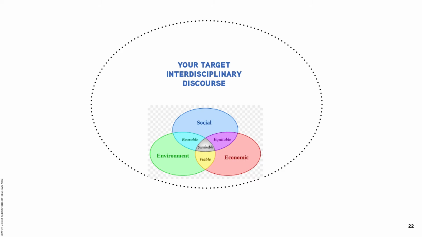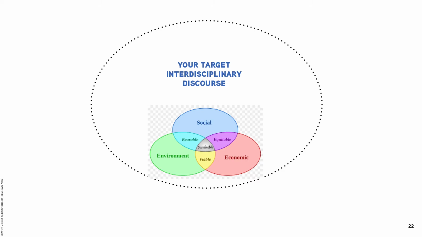If we are looking at the intersection between the social and the economic, we might be more interested in a discourse around equity. What's equitable economically for society? Now, if we're looking at a discourse between the environment and the social, we might be looking at, well, what is bearable? What can society bear that relates to the environment? The intersection between economics and environment would be about the viability of this intersection.